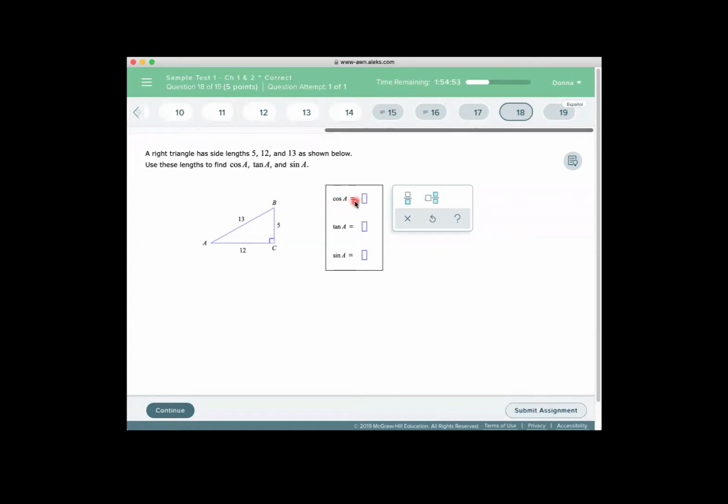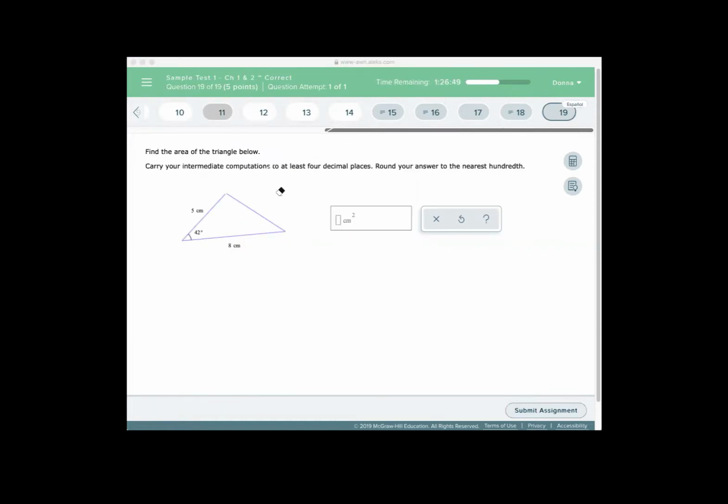And the cosine we know is adjacent over hypotenuse, so it would be 12/13. And then the tangent of A is opposite over adjacent, so it would be 5, which is opposite A, over the adjacent side of 12. And then the next example is the sine of A, which would be the opposite, which would be 5, over the hypotenuse, which is 13, so it's 5/13.